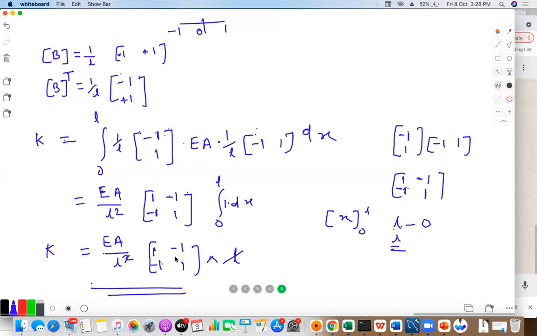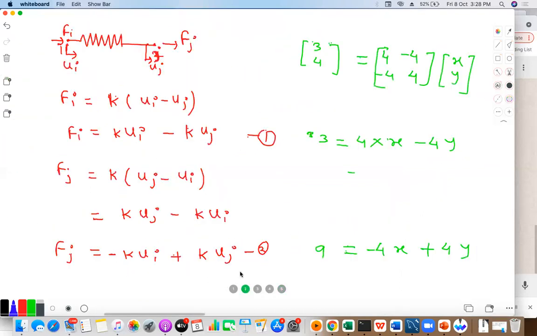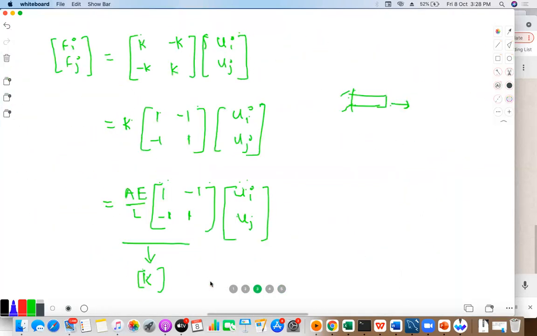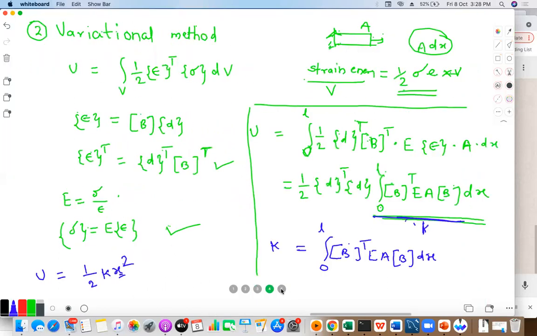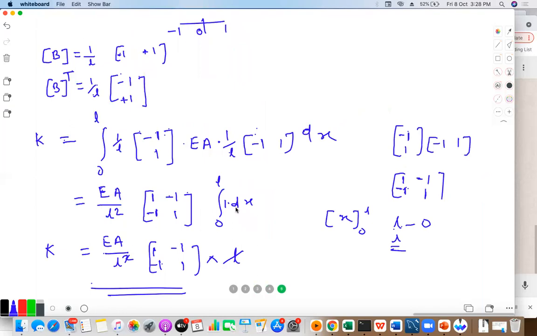Now just observe, is this matrix same as that of this matrix? Just this alteration, like here and here, but it is cumulative, so no worries. E A by L into 1, -1, -1, 1, right? So by both the methods we get the same matrix.